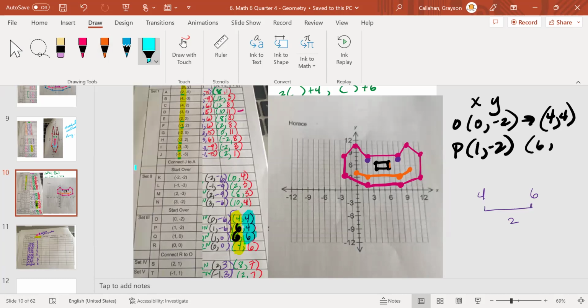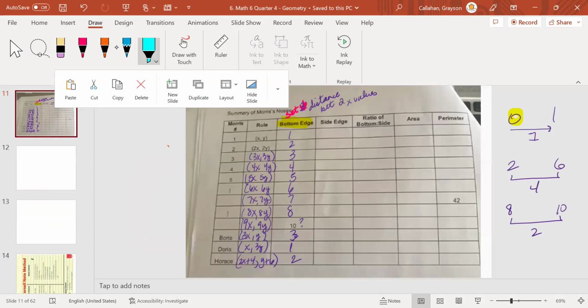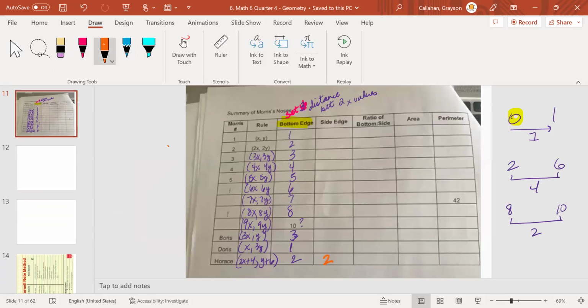Look at the y value. Do you see it's 4, 4, 6, 6? Between the two numbers, 4 and 6, what's the distance? 2. So Horace is going to be 2. Here, the side edge, what do you look at? Look at the y values, distance. Does that make sense? For set 3, right? Go to Doris.